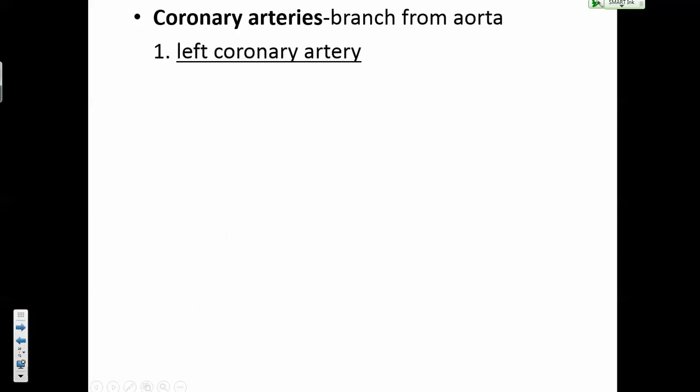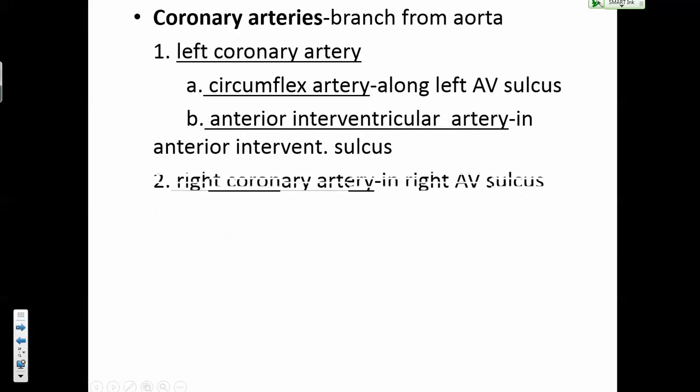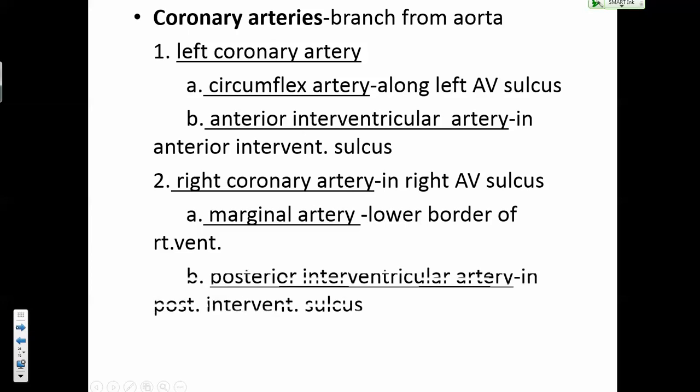And then we'll come back to these other terms. Okay. So you've got two coronary arteries. You have a right one and a left one. And for this test, you're going to name the two main branches of each. So I've got them listed here, the A, B. Those are the circumflex and anterior interventricular arteries. Those are the two branches of the left coronary, and then the two branches of the right coronary are the marginal and the posterior interventricular.